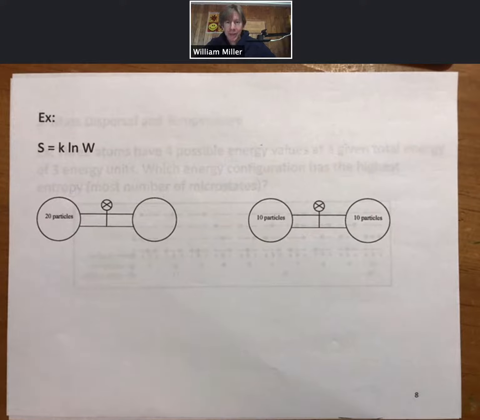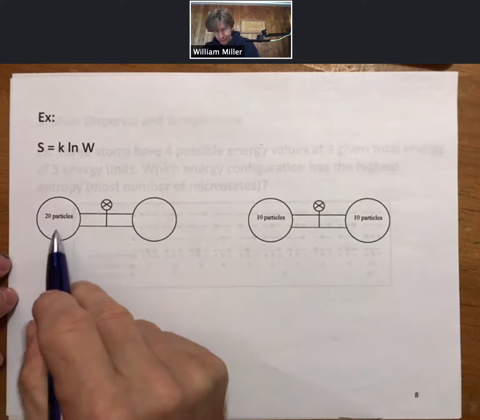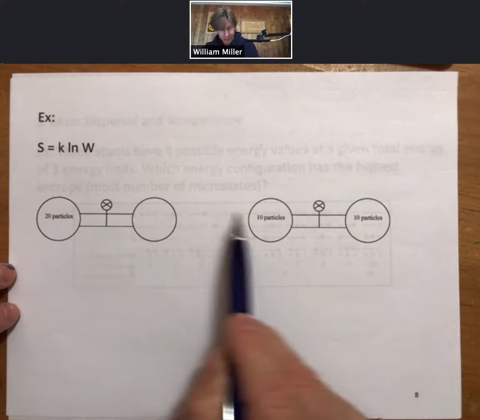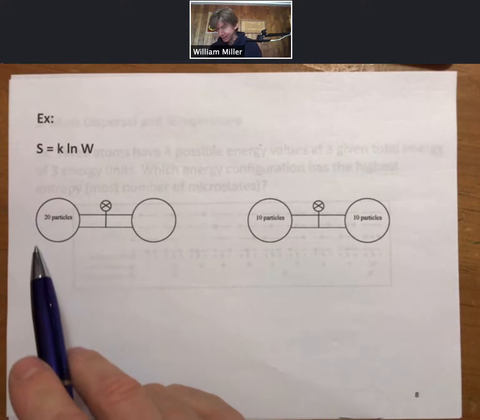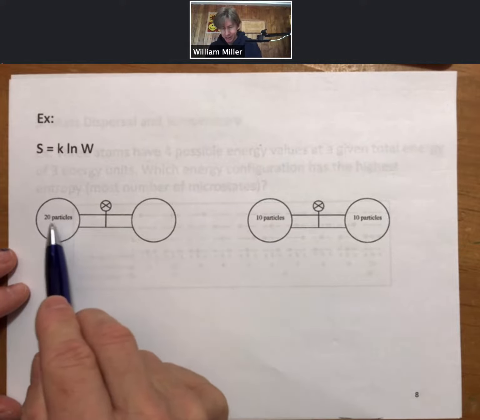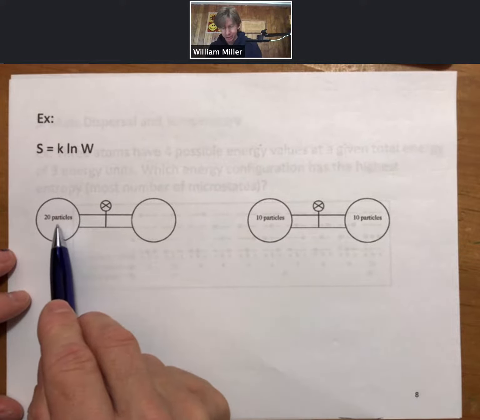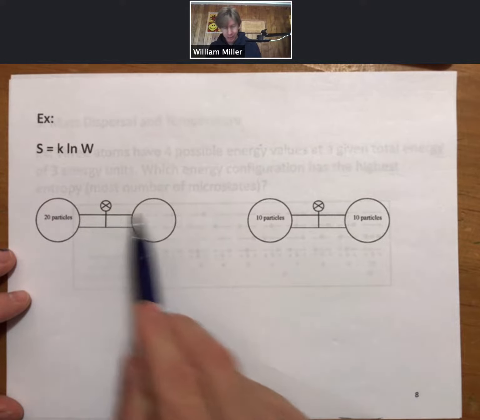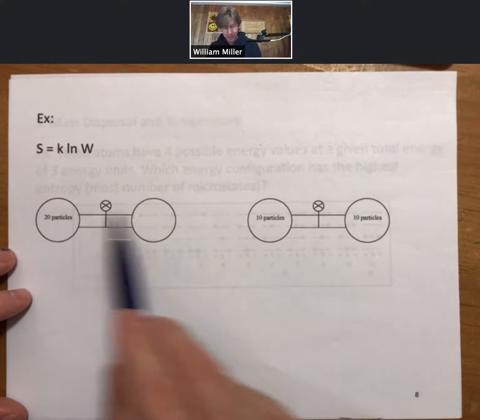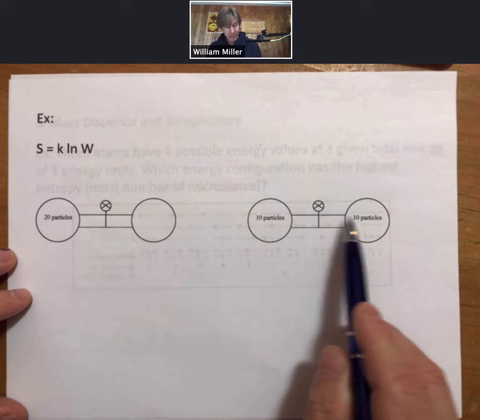Now let's do a slightly, well, not more complicated because it's the same idea, but with a few more particles. And this time we're going to be calculating the entropy difference between these two states. So there we have 20 particles in the two bulb system on the left. Then we're going to open the valve and calculate the entropy difference between this state and having 10 particles in each side.